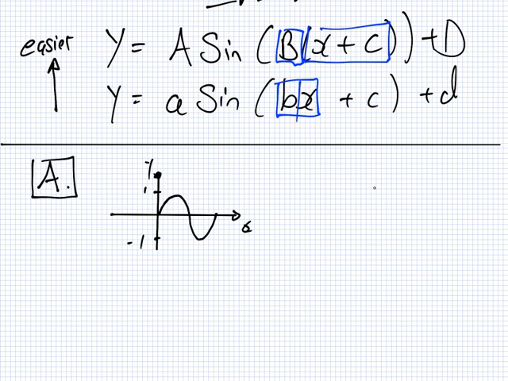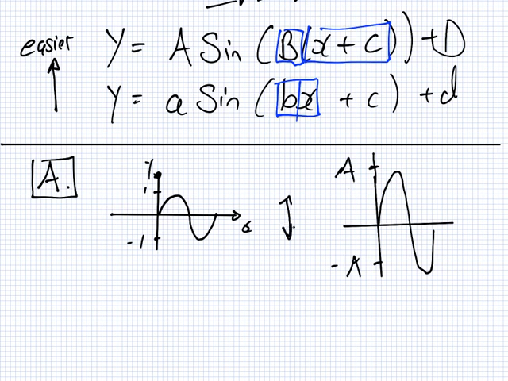So here, the effect of the a is to stretch the graph out. So now it goes up to a and down to minus a. So in other words, it's expand on the y-axis like this. Stretch it. Okay.